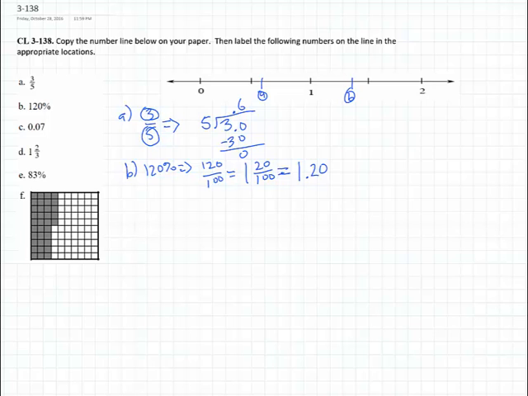Okay, C is actually already given to us. So C is 0 7/100ths. Remember, there are no tenths. This is less than 1/10. So this is 5/10. 4/10 would be here, 3/10 here, 2/10 here, 1/10 here. So it will probably go somewhere around here. So this is 0 7/100ths.